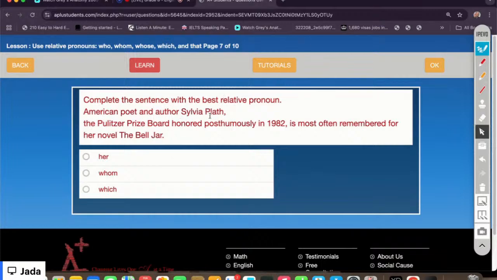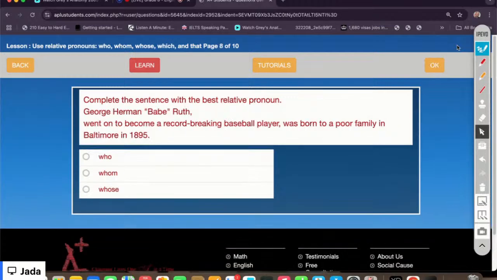American poet and author Sylvia Plath, who was awarded the Pulitzer Prize posthumously in 1982, is most often remembered for the novel The Bell Jar. So, who, whom, or which? So, whom, all right?